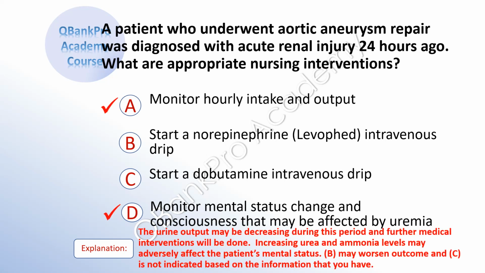The correct answer is A. Monitor hourly intake and output, and D. Monitor mental status change and consciousness that may be affected by uremia. Explanation: the urine output may be decreasing during this period, and further medical interventions will be done. Increasing urea and ammonia levels may adversely affect the patient's mental status. B may worsen outcome, and C is not indicated based on the information that you have.